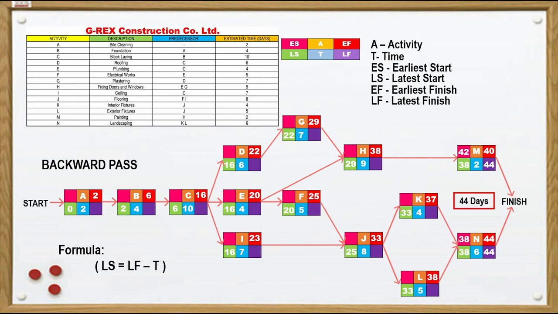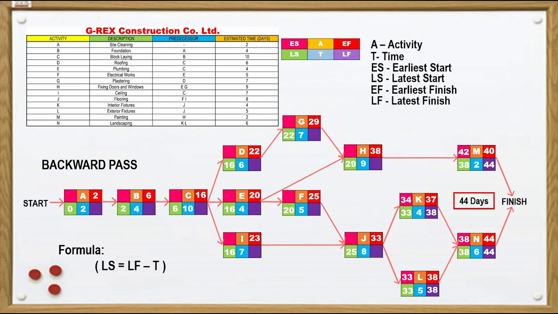Meanwhile, activities K and L will take the latest start time of activity N, which is 38, as their latest finish time. So for activity K, 38 minus 4 is 34 as its latest start. For activity L, it will be 38 minus 5, which is equal to 33.